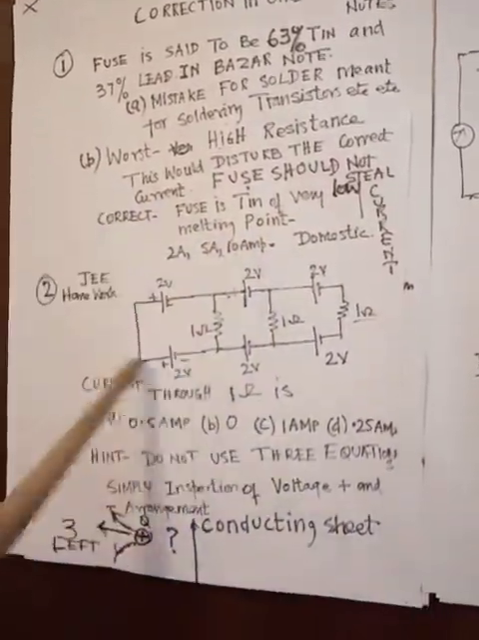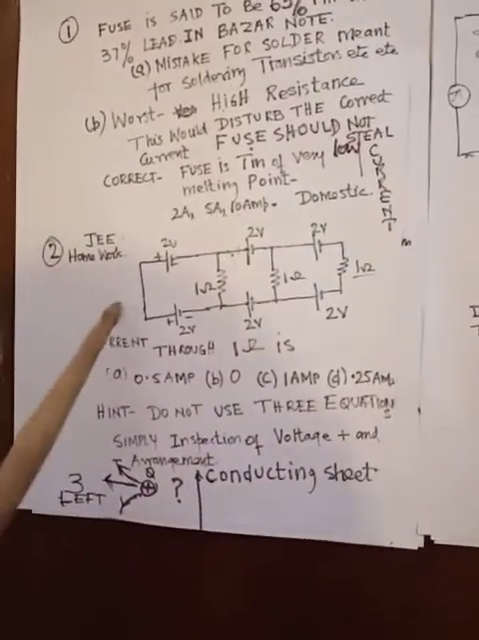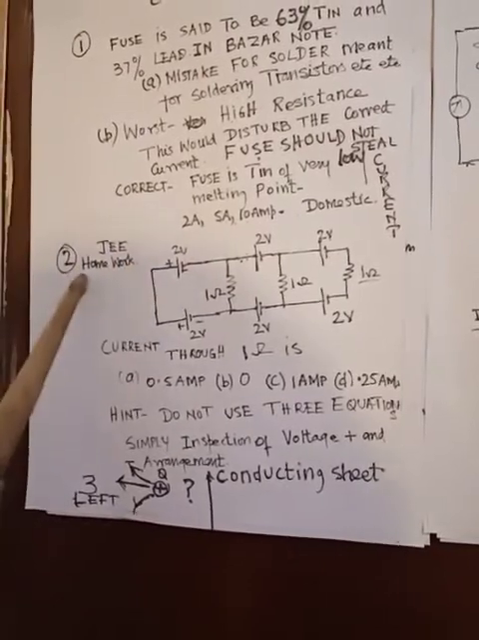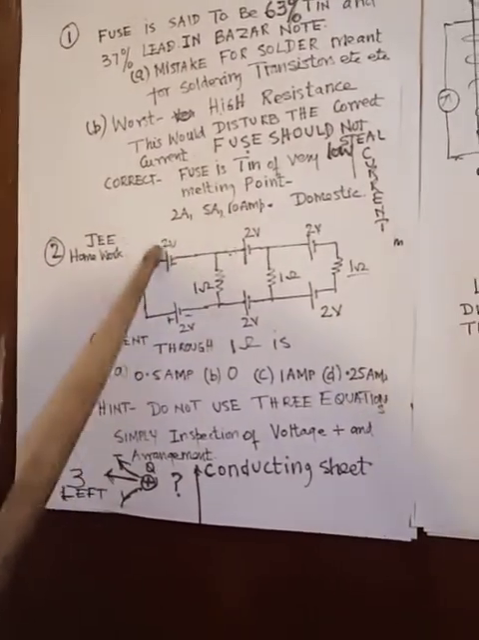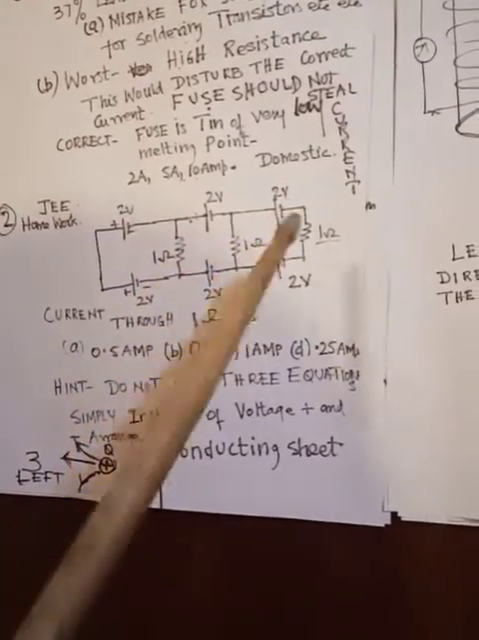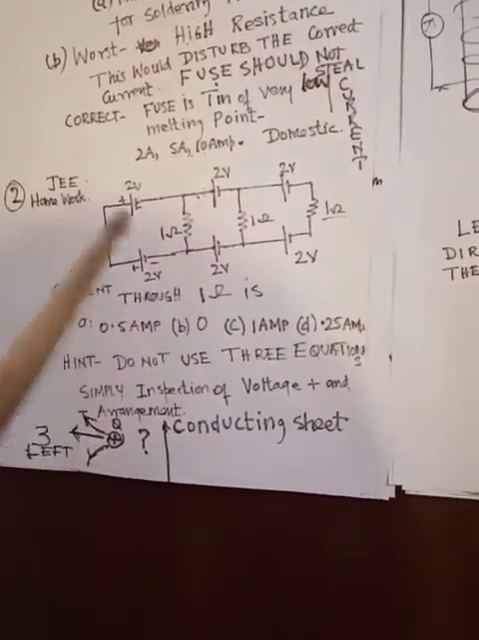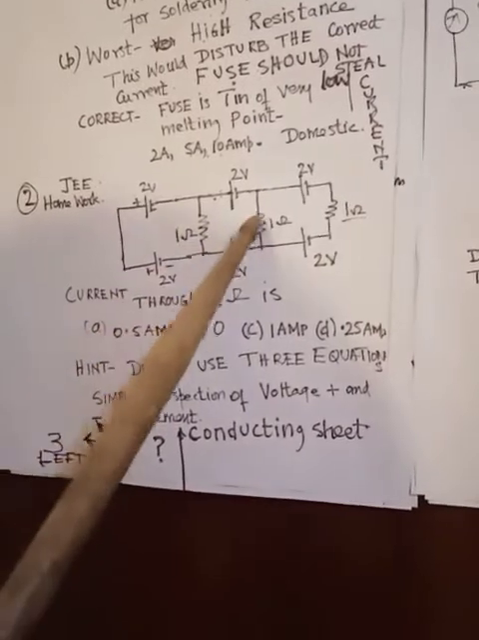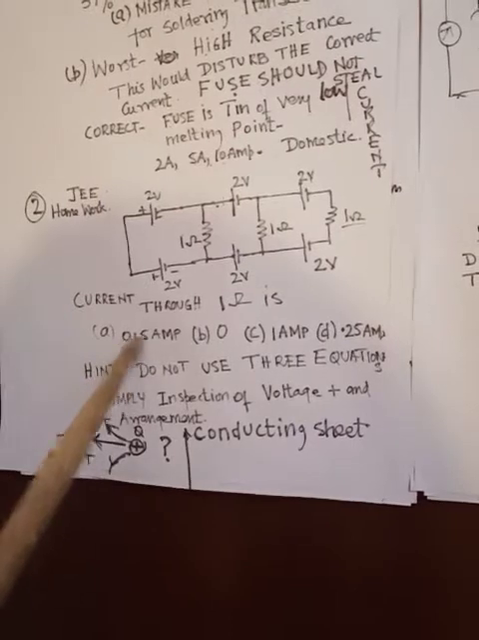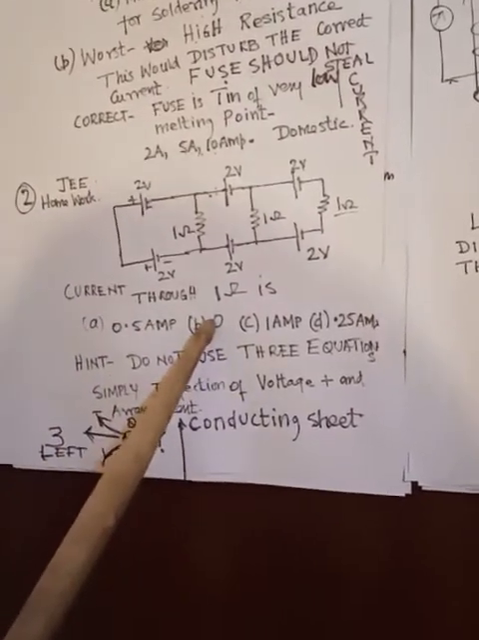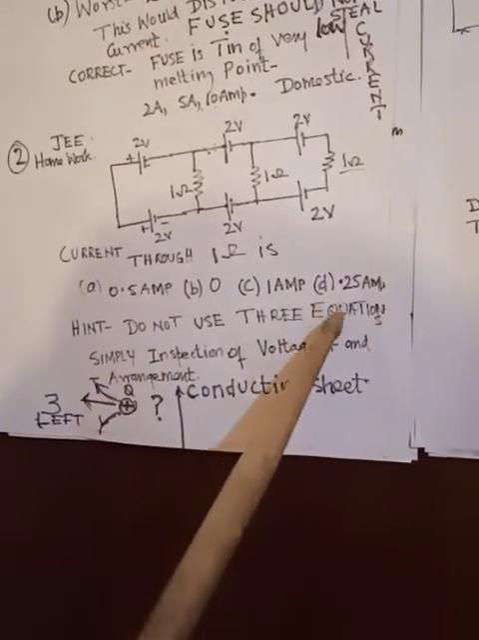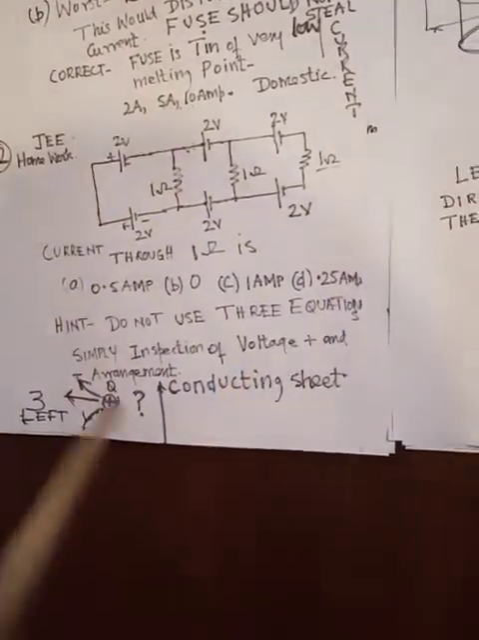Now this is a problem. This one is homework for you. A beautiful JEE question, I think 2014, something like that. See, 2 volt, 1 ohm, 2 volt, 2 volt, 2 volt, 1 ohm. He wants to know the current through the 1 ohm. The choices are A 0.5 ampere, B 0, C 1 ampere, D 2.5, 0.25 ampere, yes.